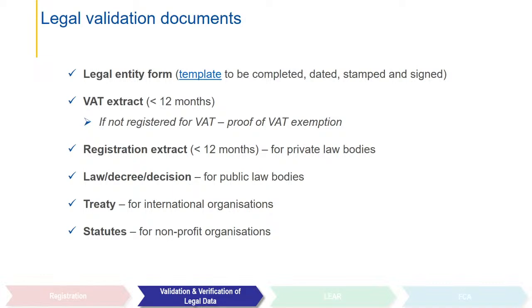you can see the specific documents that you might expect to be requested to submit. The first one is the legal entity form. This is a generated template that you need to complete, date, sign and re-upload. Then a VAT extract, again not older than 12 months to ensure the currently existing situation of your entity, and if it's not registered, a proof of VAT exemption. The same is for the registration extract; it needs to be recent.